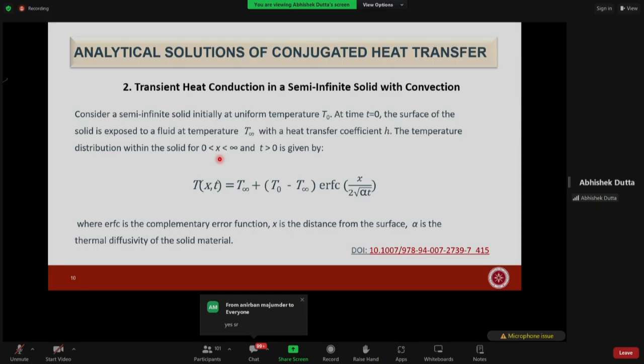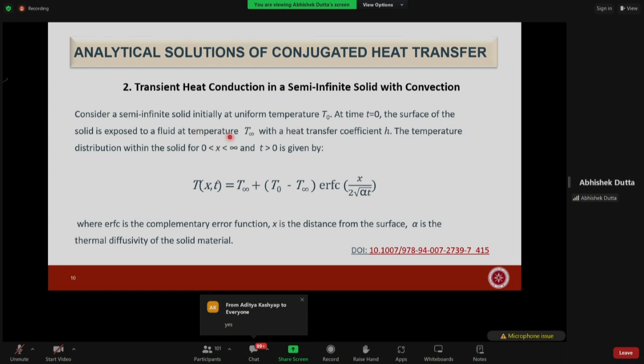You have this ∂²T/∂x². I'm just telling by memory, so I may make a small mistake here, but I think ∂²T/∂x² equals 1/α multiplied by ∂T/∂t, where T is the capital temperature and t is the small time. So this is the main equation, and of course, you can solve it using the Laplace transform.